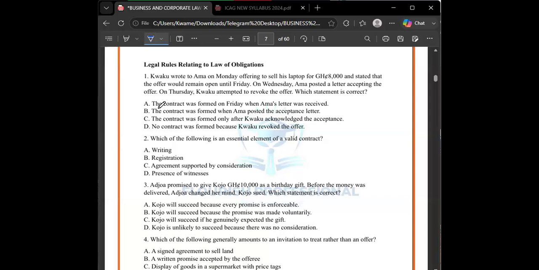Because of the postal rule, I'll go for option B.